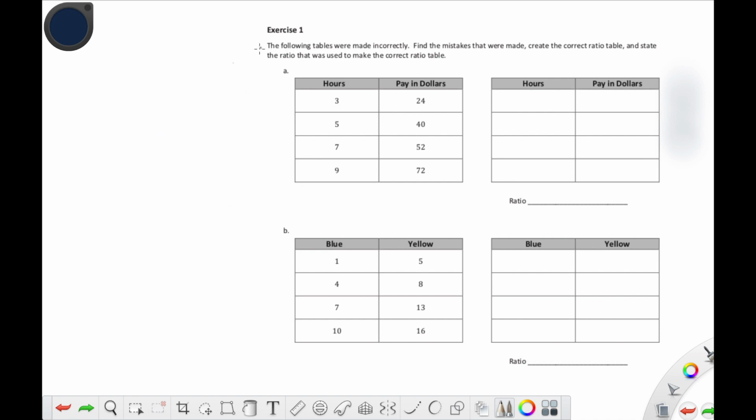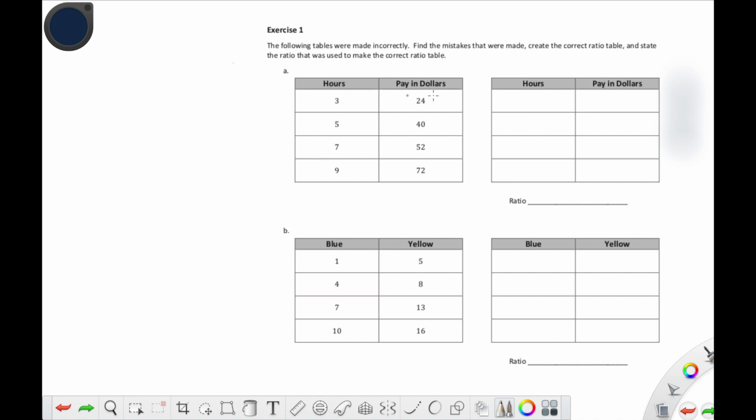All right, let's work on exercise 1. It says the following tables were made incorrectly. Find the mistake that was made, create the correct ratio table, and state the ratio that was used to make the correct ratio table. All right, so let's look at the hours first.